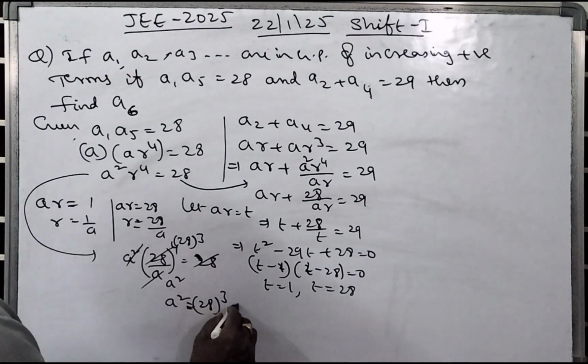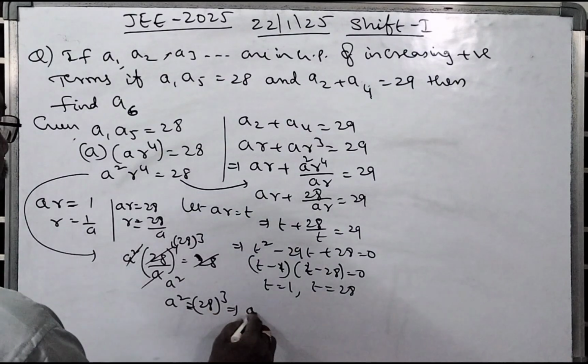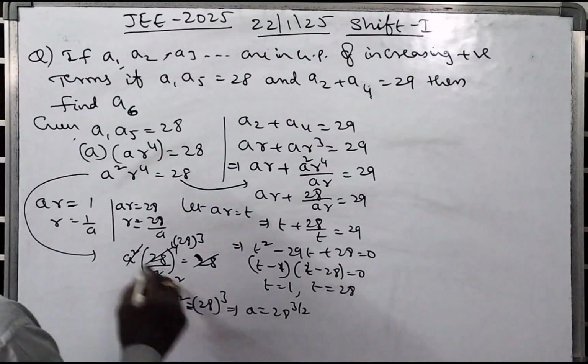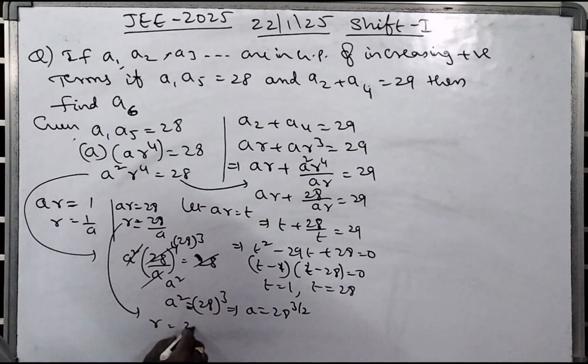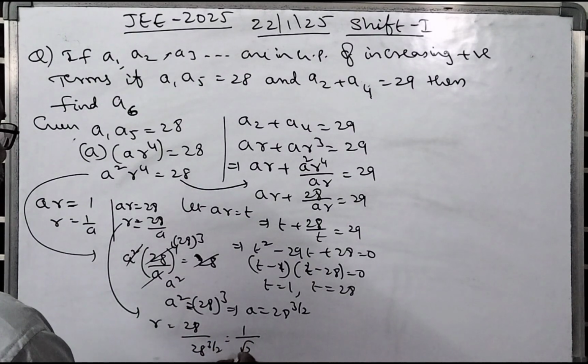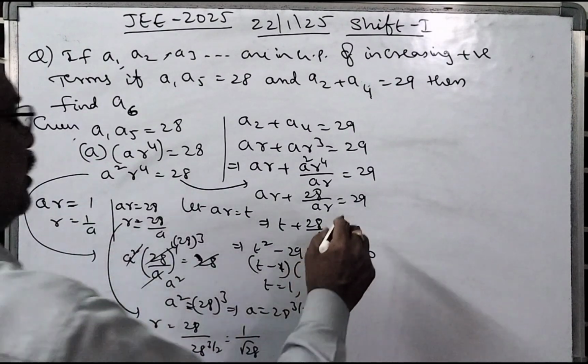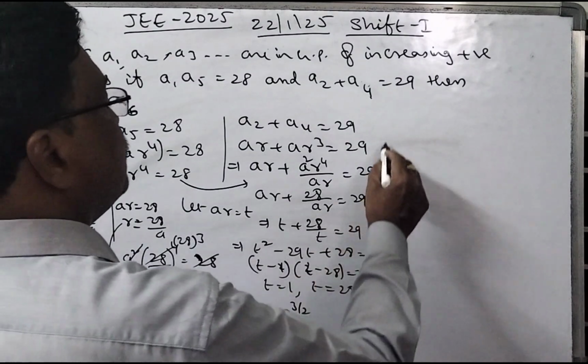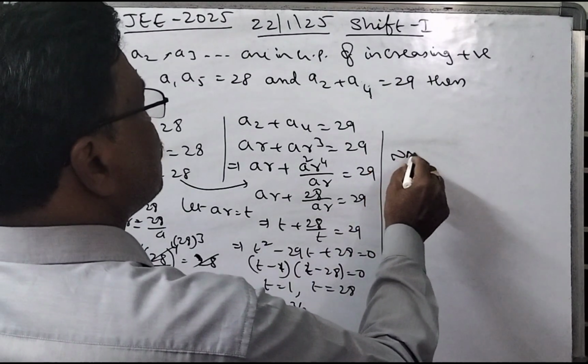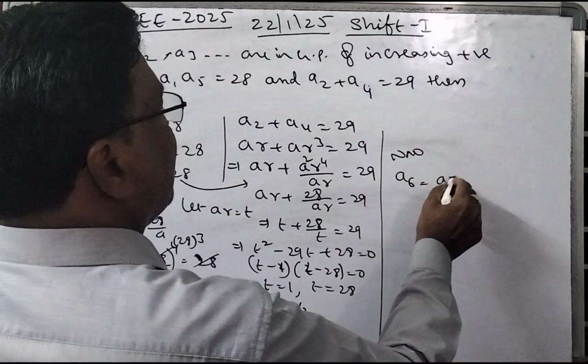Okay. So this implies a is equal to 28 to the power of 3 by 2. Substitute in this, r is equal to 28 by 28 to the power of 3 by 2, which is nothing but 1 by root 28. Now we got a value and r value. Let us go for a6. So a6 is equal to a r power 5.